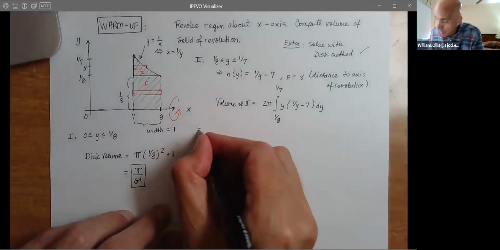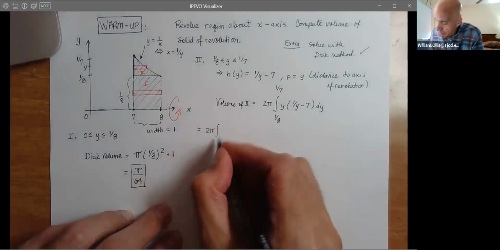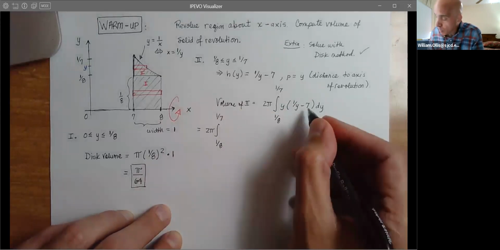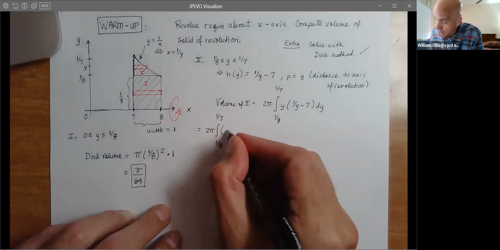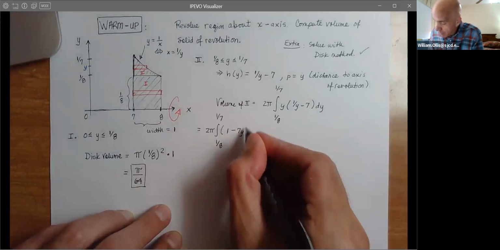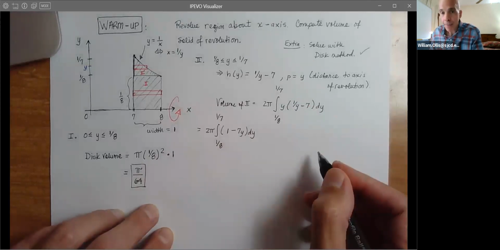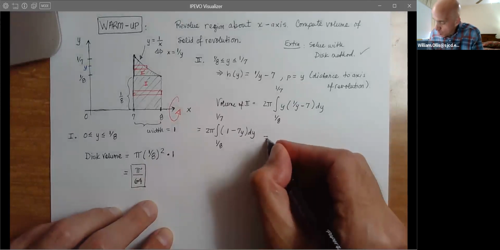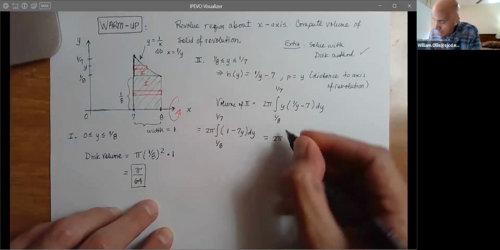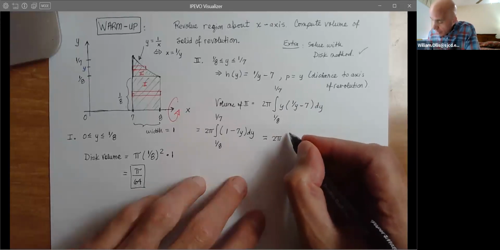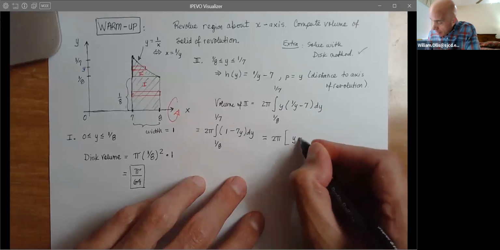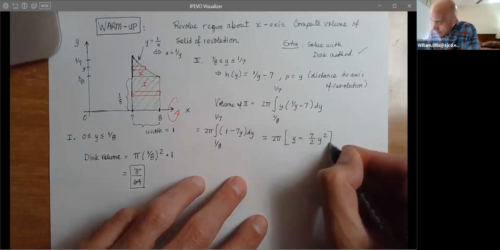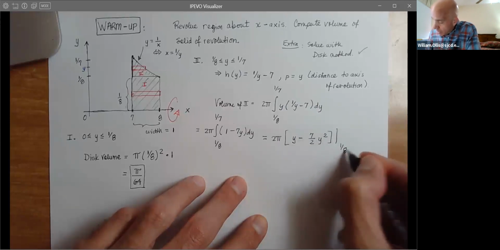So now this will be 2 pi, 1/8 to 1/7. And then when we distribute, we'll get a 1 minus a 7y. The y over y just giving us a 1. So again, the only thing that's hard about this will be the fractions. So this will be 2 pi. And when we integrate here, we get y minus 7/2 y squared, evaluated from 1/8 to 1/7.